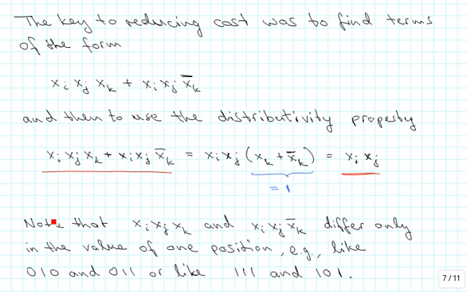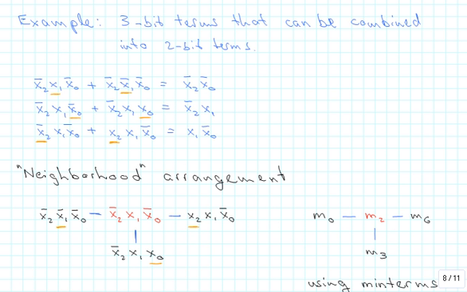If you do this numerically, for example, 0, 1, 0 and 0, 1, 1 would be a case where we just differ in the third position, or 1, 1, 1 and 1, 0, 1, we only differ in the middle position. So here is an example.